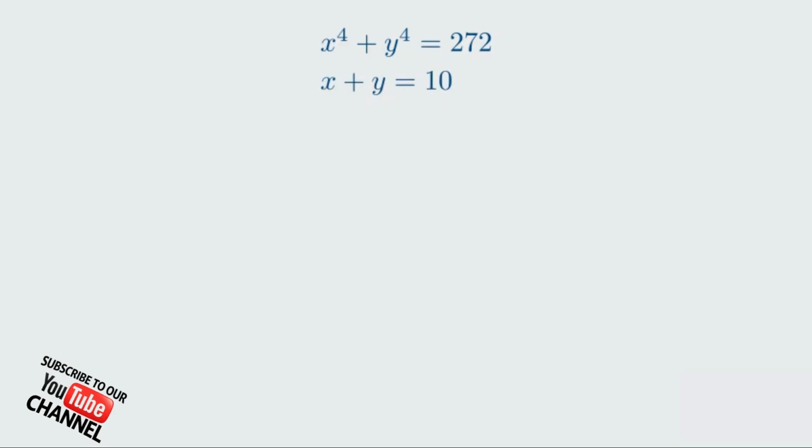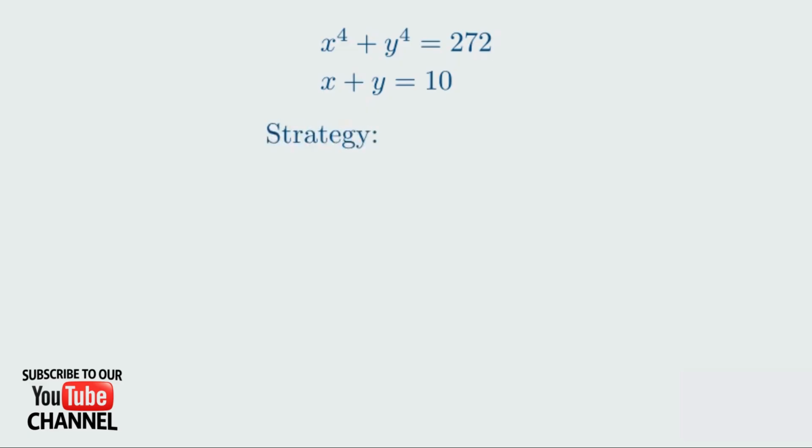But the second equation, x plus y equals 10, is a lifesaver. It tells us that x and y have a simple relationship, and we can use that to simplify the first equation. Our strategy will be to use the substitution method. Specifically, we'll use the second equation to express one variable in terms of the other, and then substitute that into the first equation. Our plan is 1.